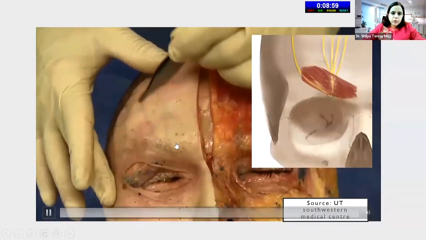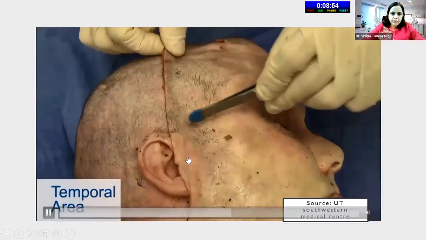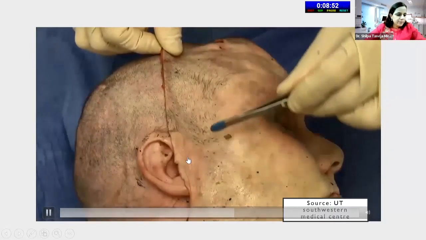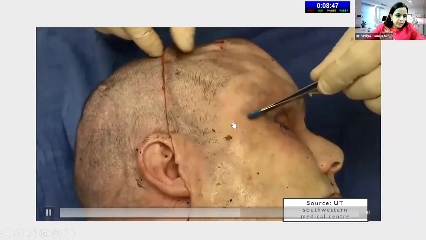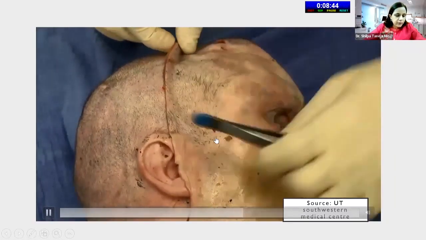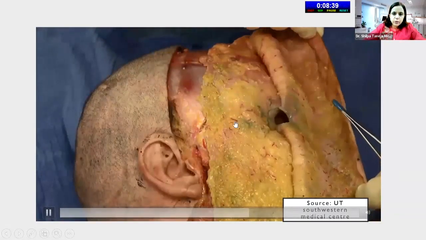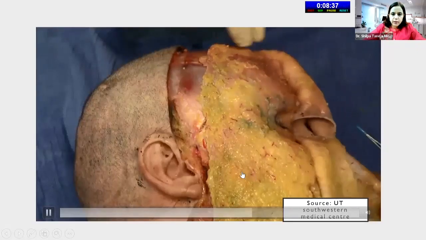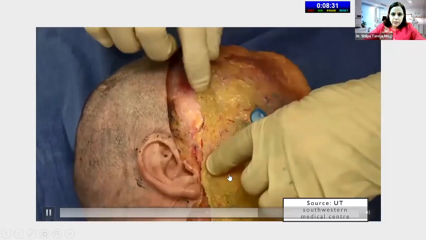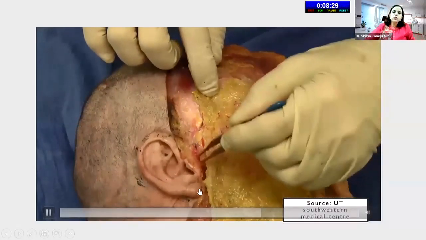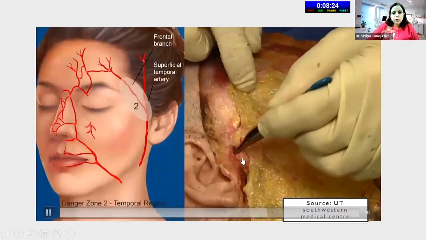The next most important zone in the upper face is the temporal area. As we lift the skin, the temporal area is basically defined from the root of the helix to the lateral canthal area, inferiorly up to the fusion area superficially. When we lift the skin, we see the superficial temporoparietal fascia here. And below this superficial temporoparietal fascia lies the deep temporoparietal fascia. The danger zone 2 lies here right in front of the root of the helix.